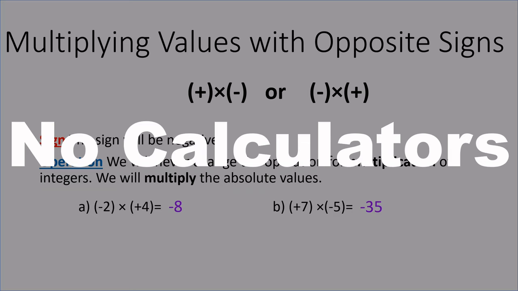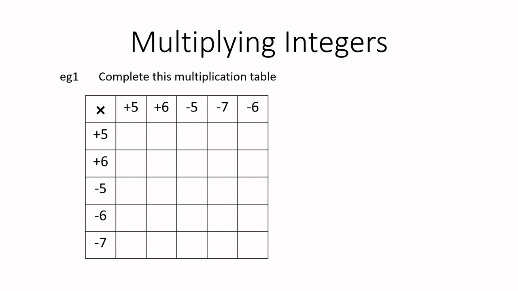They're fairly simple rules. You'll want to write them down, but you do not need a calculator to be able to perform them. Go ahead and complete this multiplication table without a calculator, paying attention to the signs. Remember, if the signs are the same, your answer is positive. If the signs are different, your answer is negative. Filling this in, I'll do 5 times 5. That's positive 25. The signs are the same. Positive 5 times positive 6 is positive 30.